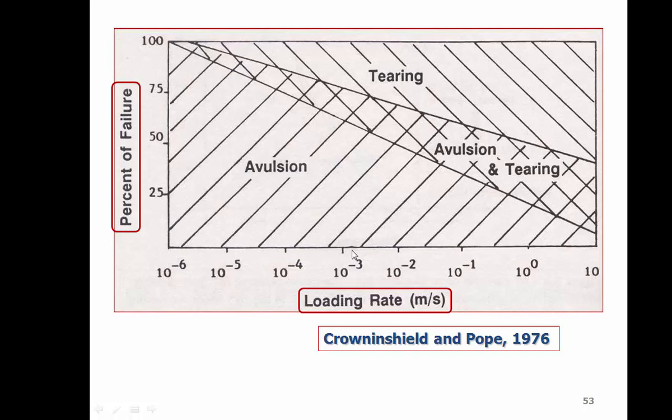As the loading rate is increased from left to right, we see that the probability of an avulsion starts to decrease, and the probability of ligament tearing starts to increase, as we can see by the increase in the area on this graph. At relatively high loading rates, there also exists a combination of avulsion and tearing, although a mid-substance tear of a ligament is certainly more likely at high loading rates than a combination of tearing and avulsion, although that probability still exists.